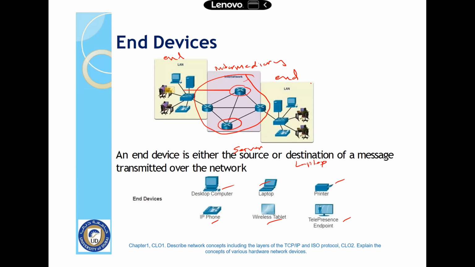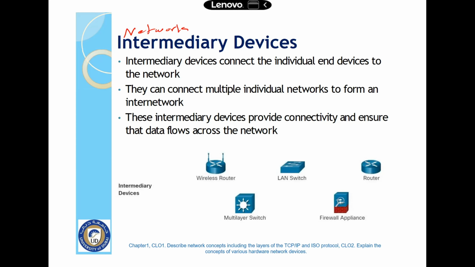In fact, all of our labs, probably at least 6 of them, will have routers in the networks. Their job is to connect multiple devices to allow the message to go from end users. So these intermediary devices provide connectivity and ensure the data flows across the network. Examples: this is the wireless router, basically because of the antennas, and this is the generic router. We have the switch, multi-layer switch, and firewall appliance. Again, a typical example, one of these devices is not an end user device or is not a network device.